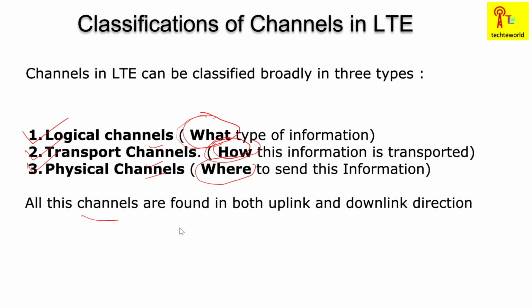Also, as we know, these channels are present in both uplink and downlink direction, because the UE communicates in LTE in both directions. But most of the channels are actually present in downlink. The reason is that most of the time our UE downloads as compared to uploads, so many more channels are required in downlink as compared to uplink.